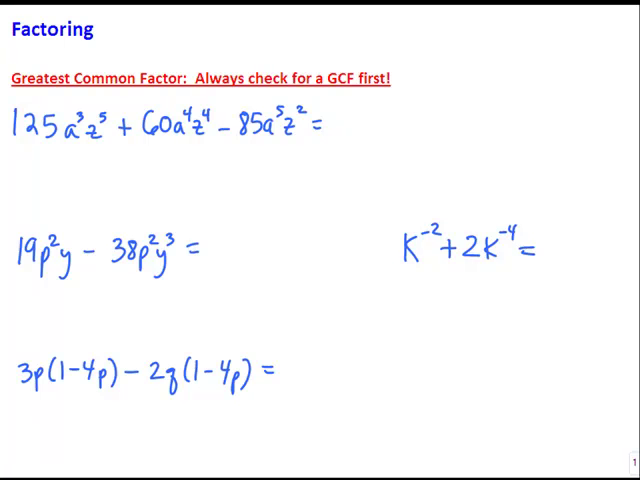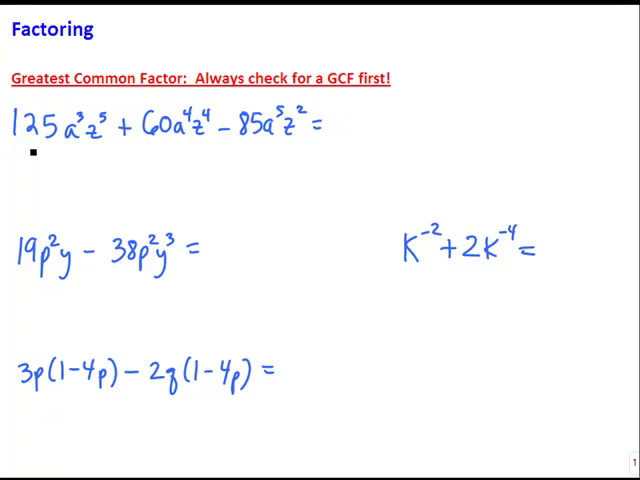Welcome to the lecture on factoring. There are many different ways to factor polynomials, but the first method that you always want to use and check for is greatest common factors. What that means is you're going to look at your polynomial and try to find the GCF, the greatest common factor that divides evenly into each term.